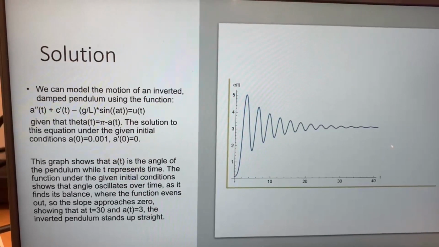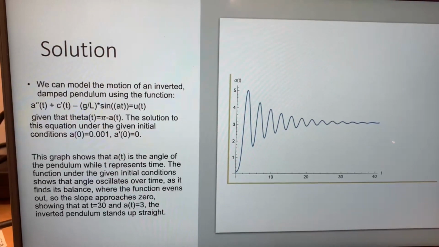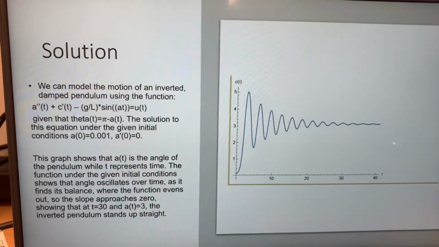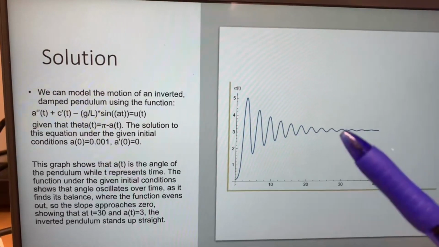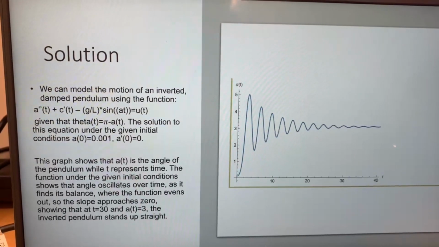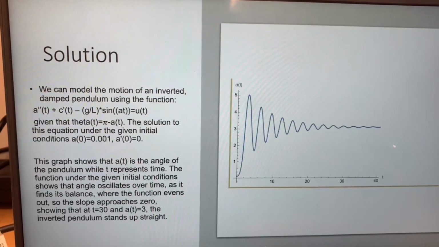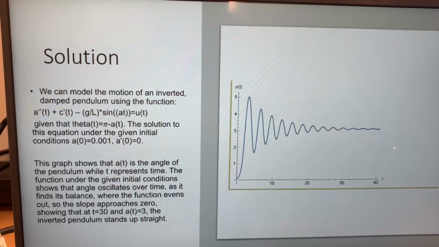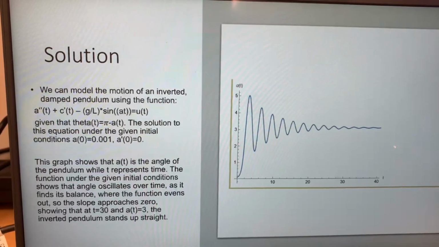The solution to this equation under the given initial conditions of sigma 0 equals 0.001 and sigma prime of 0 equals 0. This graph shows that sigma t is the angle of the pendulum while t represents time. The function under the given initial conditions shows that the angle oscillates over time as it finds its balance where the function evens out, so the slope approaches 0, showing that t equals 30 and sigma t equals 3. The inverted pendulum stands upright.